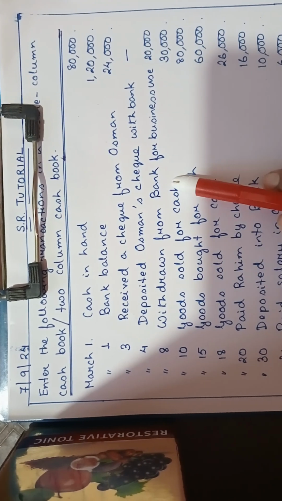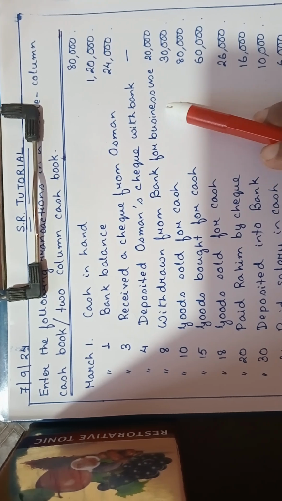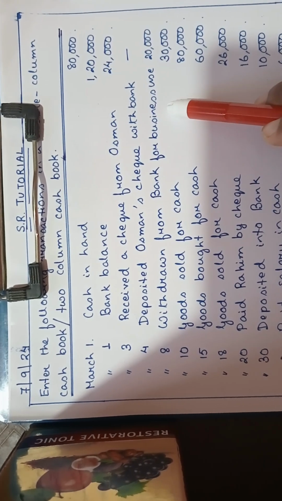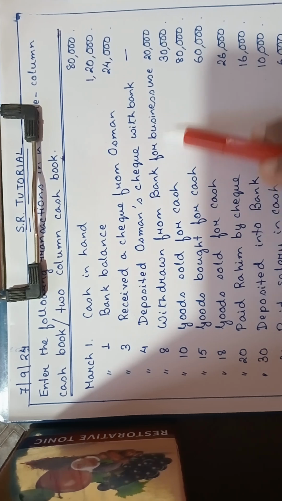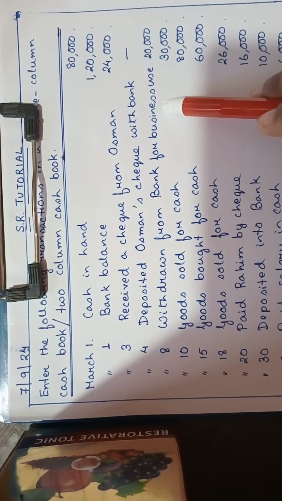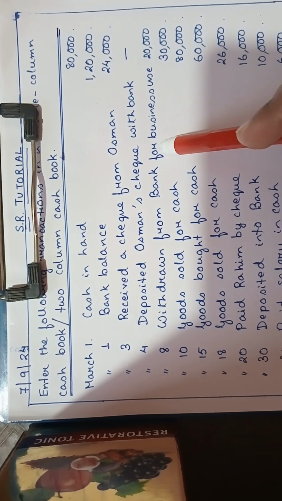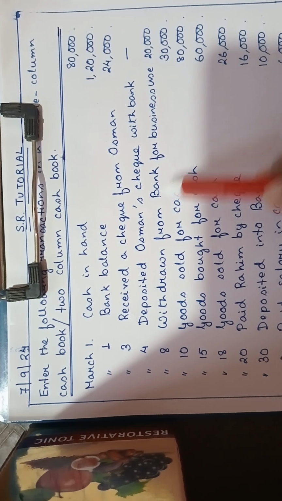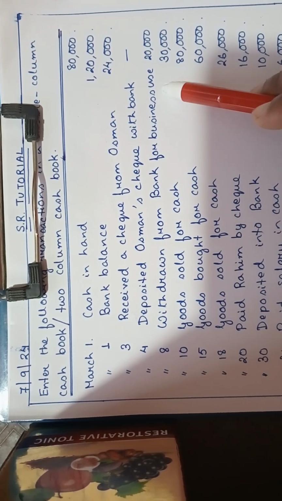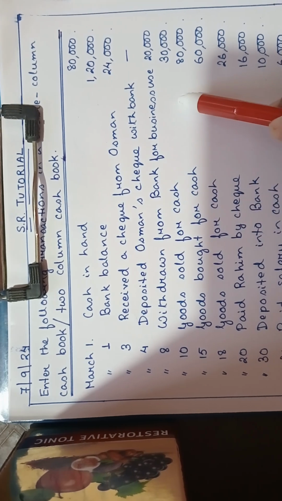Withdrawn from bank for business use. So this is a contra entry. What is a contra entry? I have a video explaining the meaning of contra entry. Contra entry means either cash account debited to bank account or bank account debited to cash account. So here, withdrawn from bank for business use, that is cash account debited to bank account.